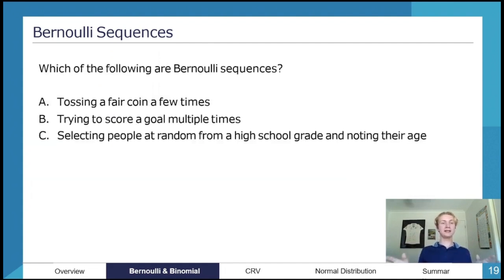Okay, so here's an example where we're going to actually test this in an actual scenario. Which of the following is a Bernoulli sequence? If you're rewatching this, you can pause it and have a go. If not, I'm going to go through them now.